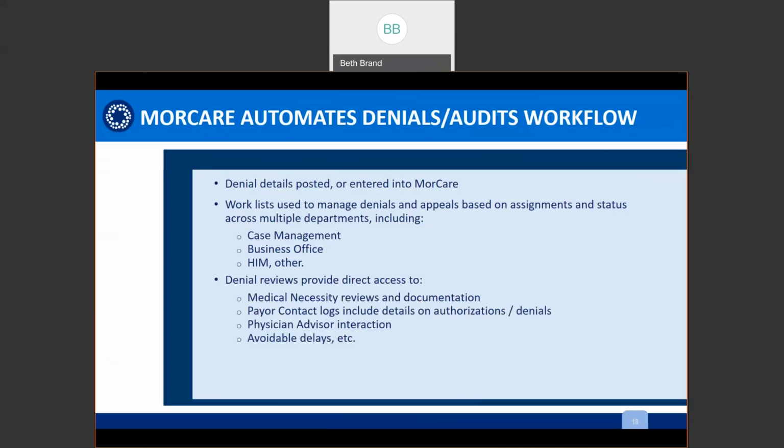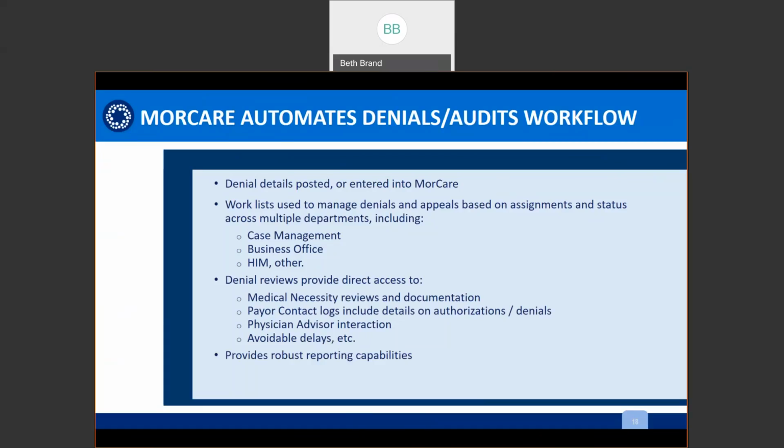Also, once in the system, the denial review allows the person managing that denial to have access to all of the medical necessity reviews and documentation that were done by care managers, the payer contact logs, including details on authorizations and denials, interactions with the physician advisor, and the tracking of any avoidable delays that were tracked during the stay.